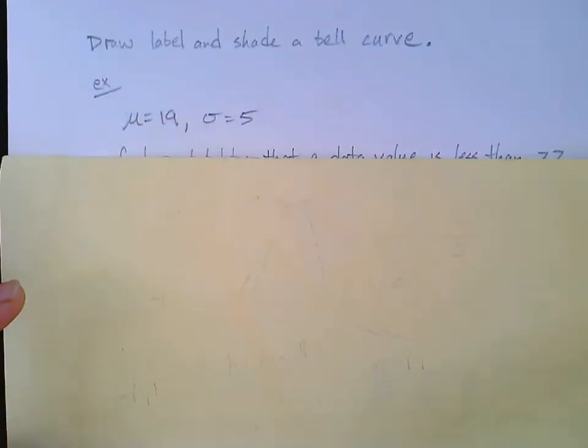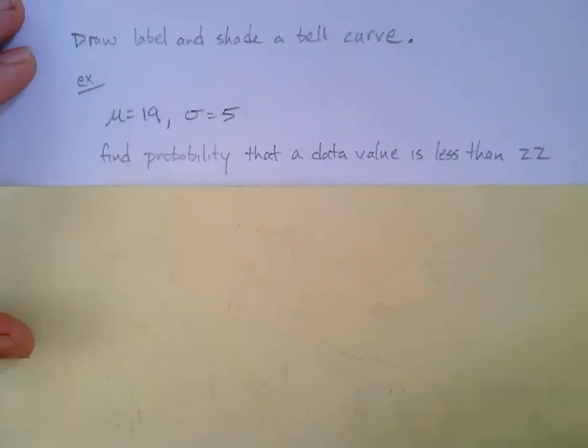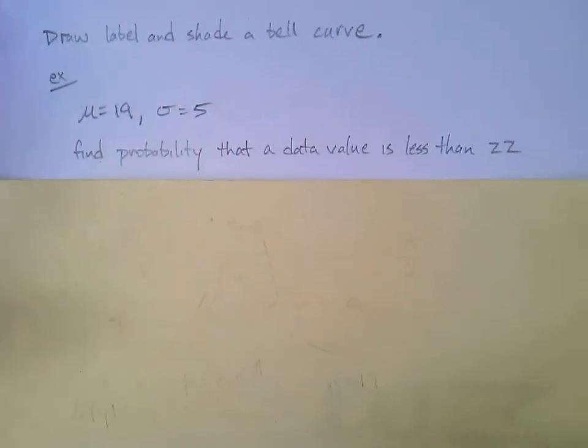And that is for most of these at the end, after you calculate a probability, it's going to say draw, label, and shade a bell curve to depict the probability. So I just want to let you know exactly what I'm looking for when I say that. So I've got an example right here. We'll do two of these, and hopefully that will be clear enough what we're looking for.